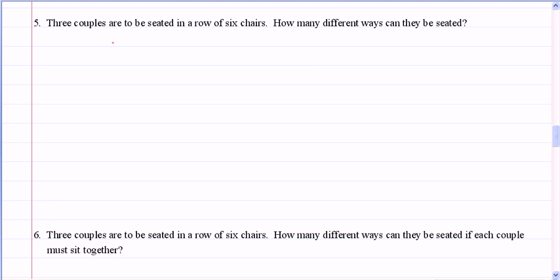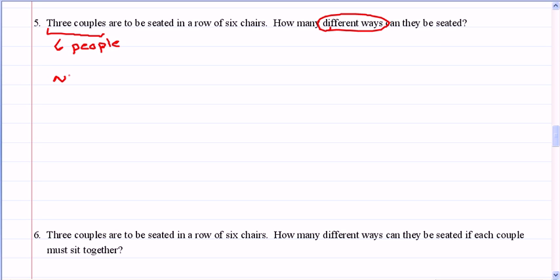So for number 5, we have 3 couples to be seated in a row of 6 chairs. So 3 couples means that we have 6 people. So we have 6 people and 6 chairs. How many different ways can they be seated? So this is a permutation, because if we change the order of people, we have a different arrangement. So different ways is like different arrangements. So this is a permutation.